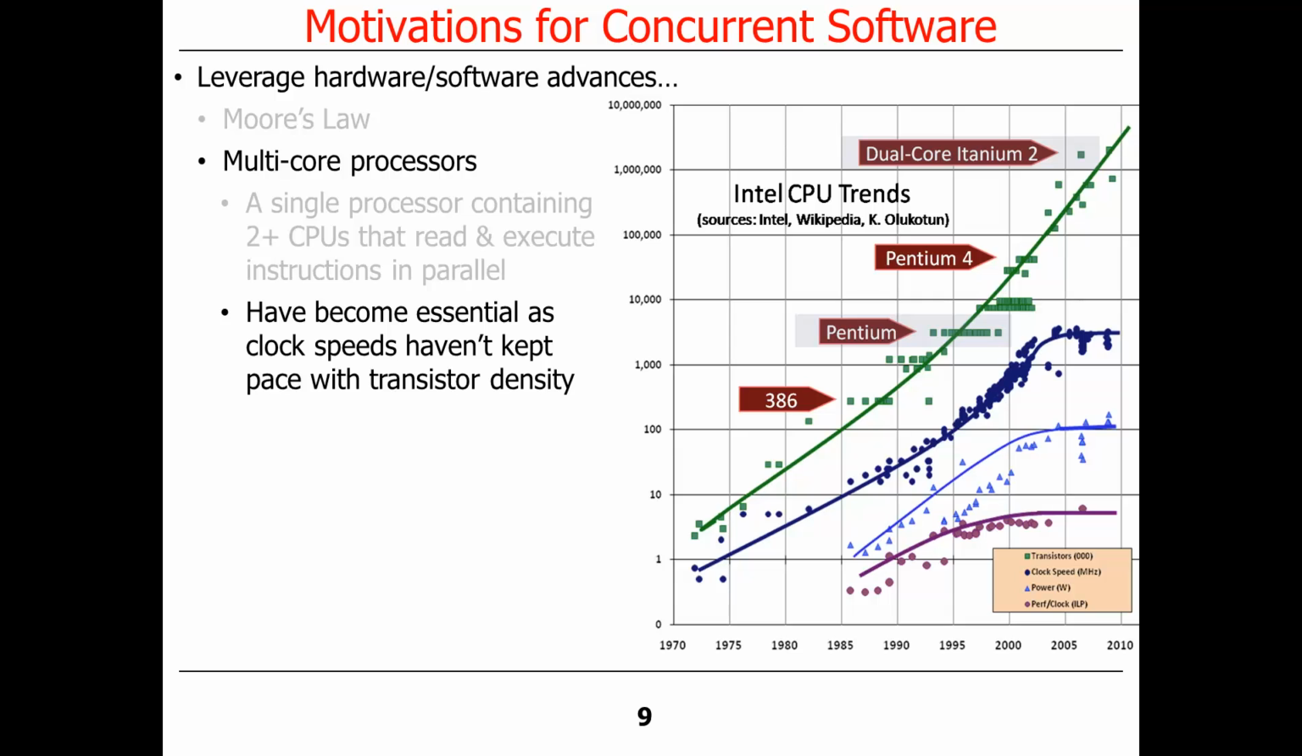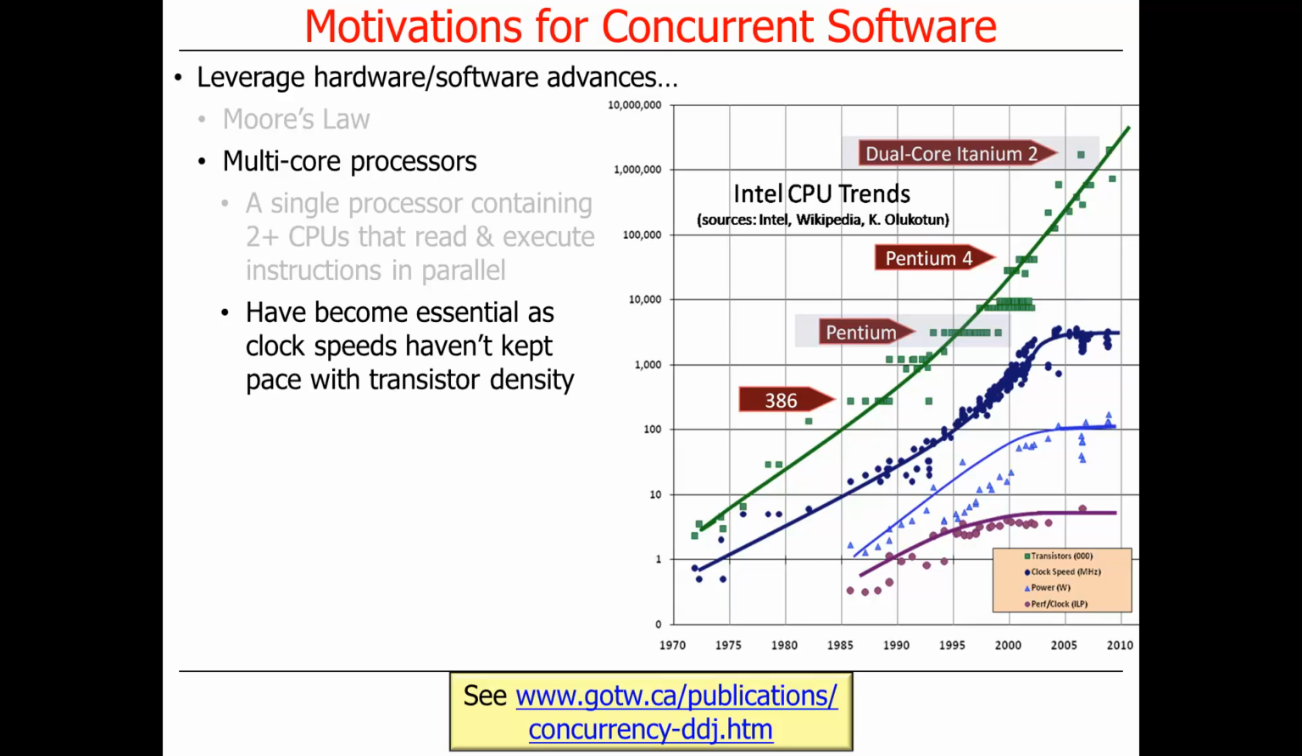Yeah? What's limiting the clock speed? Heat, largely. So that goes back to the power and the heat and stuff like that. So the problem is that the clock speeds haven't kept up with the ability to have transistors. So if you read this article, it goes into this much more detail.